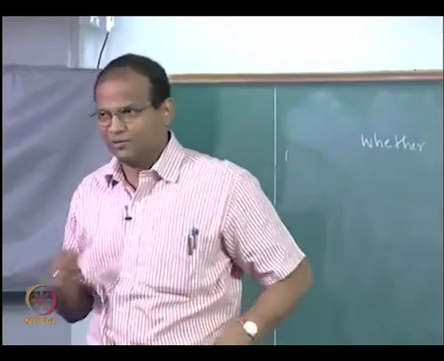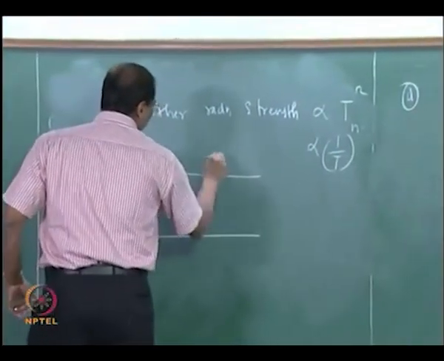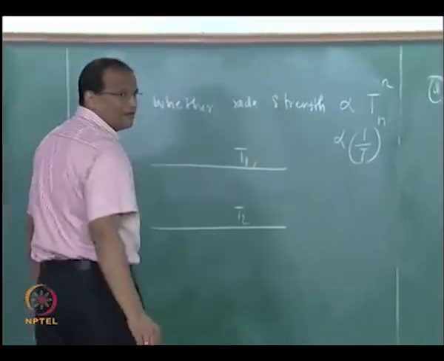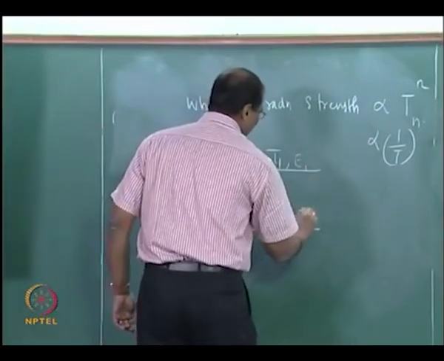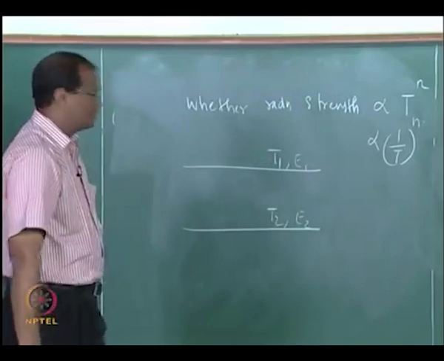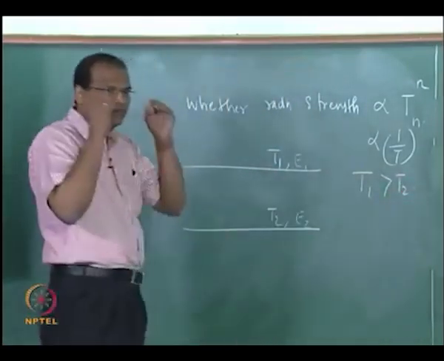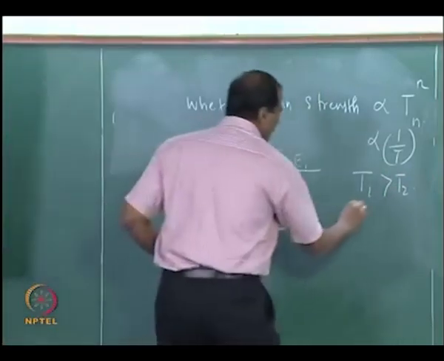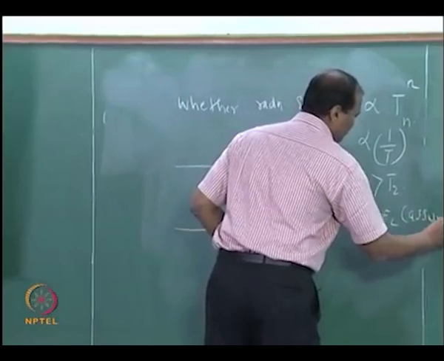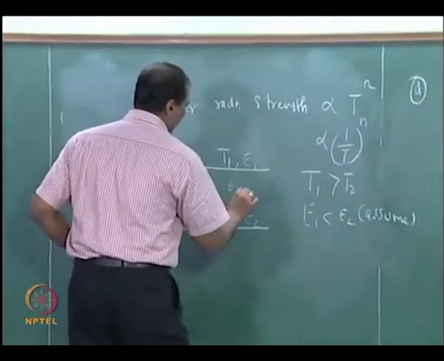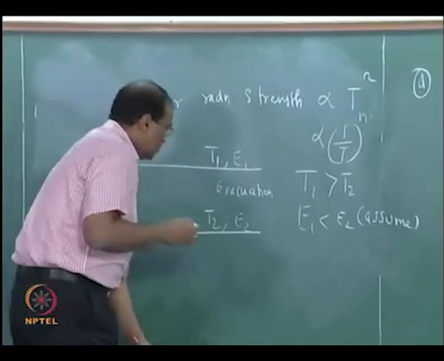Now we can again do a thought experiment. We can consider two plates which are at temperatures T1 and T2, and the radiation strengths are E1 and E2. I will assume that T1 is greater than T2, but for a change I will assume that E1 is less than E2. So it is evacuated, no convection, no conduction, only radiation is taking place.